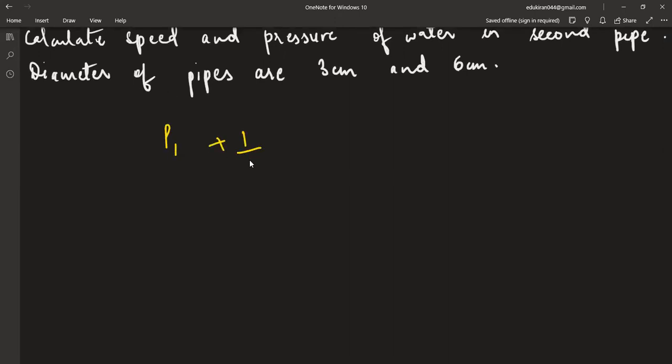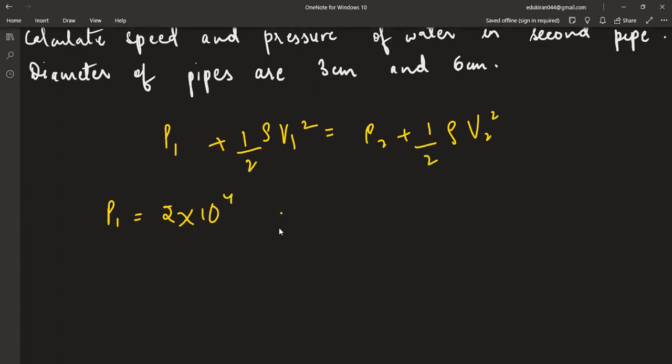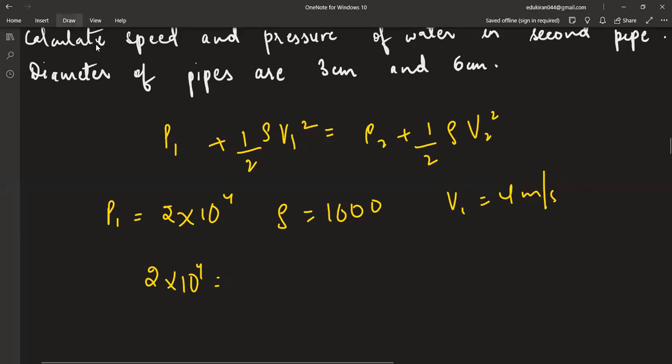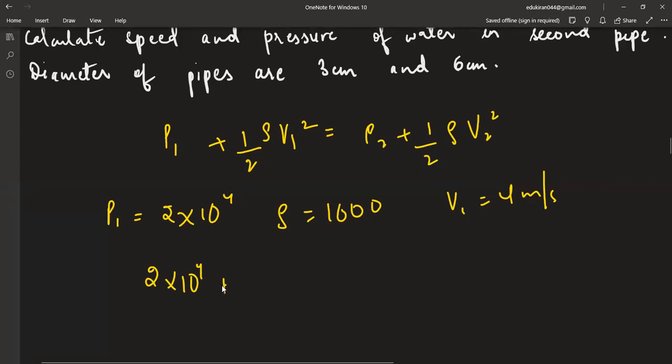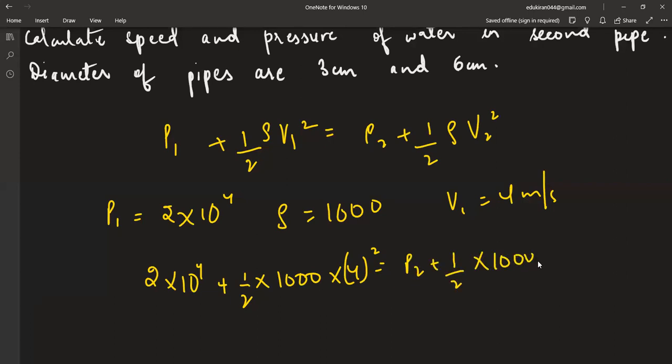Look, P1 plus half rho V1 square is equal to P2 plus half rho V2 square. P1 is given as 2 into 10 to the power 4. Density of water, we already know it's 1000 kg per meter cube and velocity is 4 meter per second. This is already given. So when you substitute, 2 into 10 to the power 4 plus half rho V square is equal to P2 plus half rho V2 square.